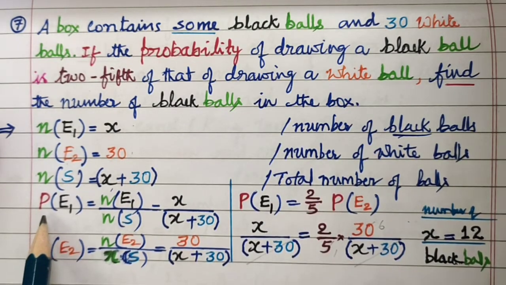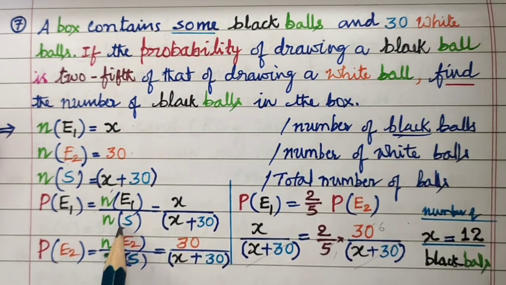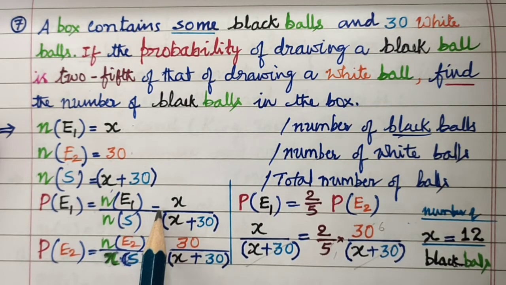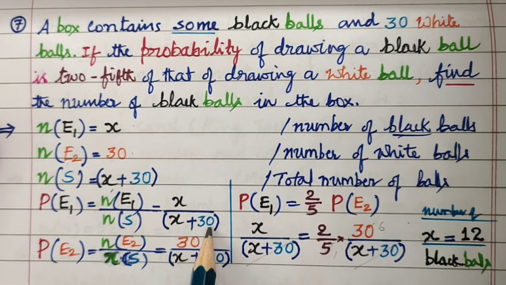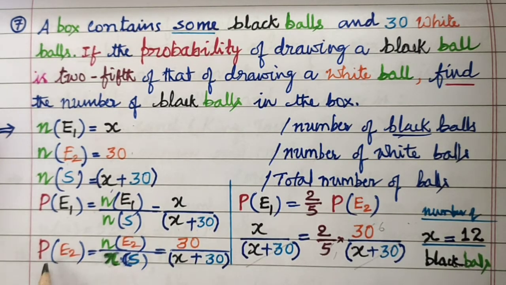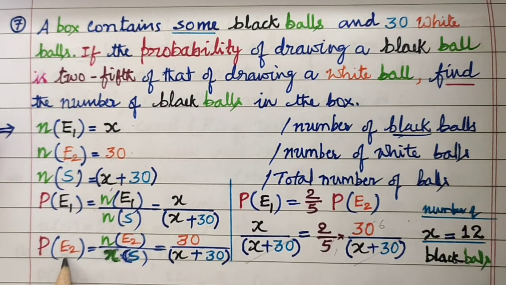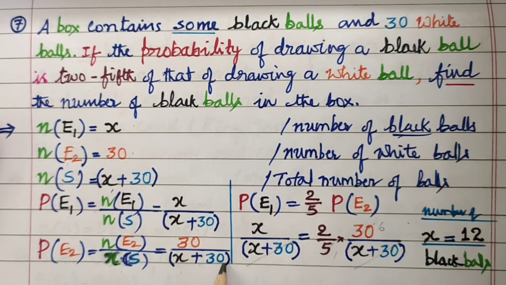The probability of getting a black ball is equal to n of E1 divided by n of S, total number of all possible outcomes. That is equal to the number of black balls, x, divided by x plus 30. Then P of E2, the probability of getting the white ball, is n of E2 divided by n of S. So the number of white balls is 30, divided by the total number of balls, x plus 30.